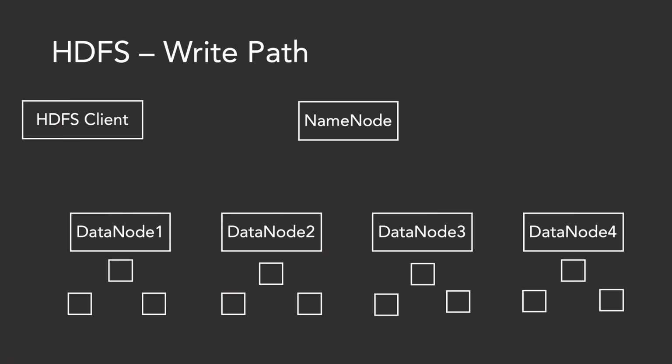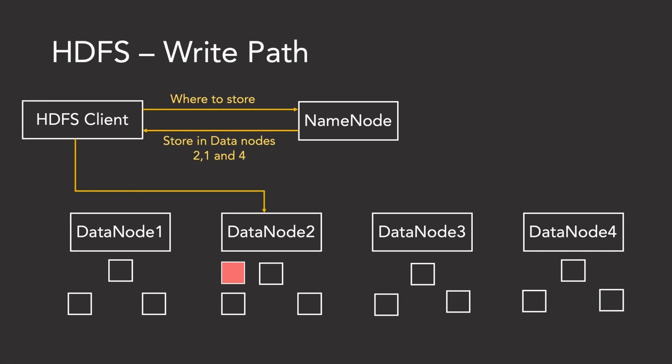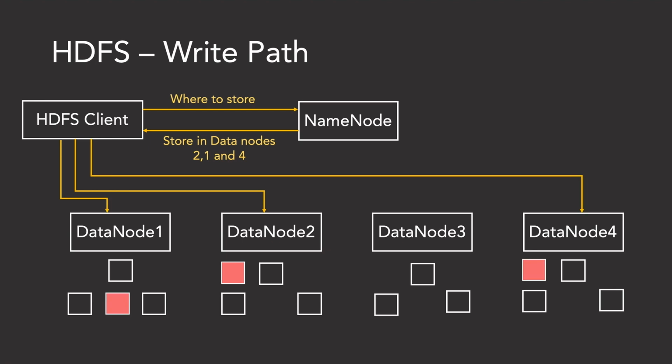So let's take a look at the write path also. We have the same HDFS client, name node, and data nodes. The HDFS client would ask where to store this particular data. Name node would say, please store the data in data nodes 2, 1, and 4. And then the HDFS client would go and write to data node 2, data node 1, and data node 4. So all the three writes are done by the client itself.